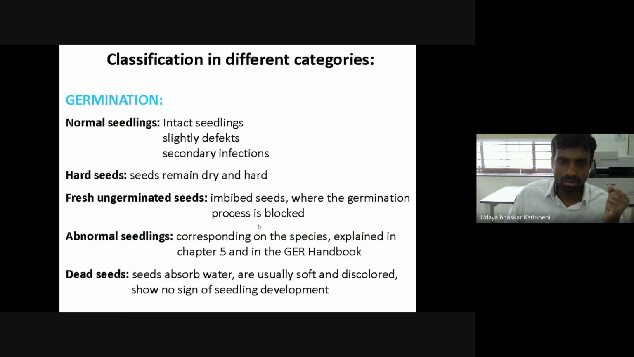I just copied this from ISTA itself, so the spelling is like that in some parts. You can see normal seedlings, with intact seeds, seedlings with slight defects, and secondary infections. Hard seeds are a question of physical dormancy. FU seeds, fresh ungerminated seeds, are a matter of physiological dormancy. Abnormal seedlings are those not having all the essential structures; dead seeds we all know. So as per ISTA, we categorize germination on these things. But the main question is what those essential structures are.